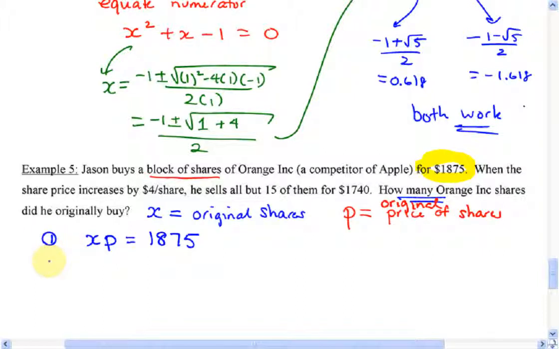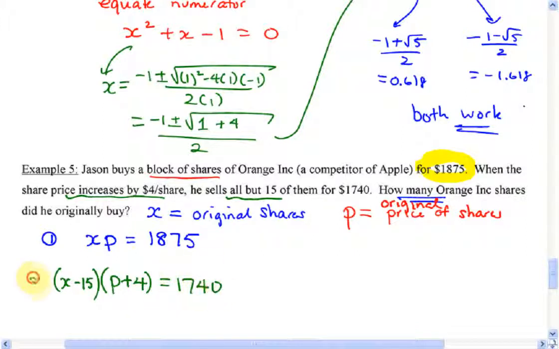Uh-oh, I said first equation. Guess what? There's another one. When the share price increases by 4, that would be P plus 4. He sells all but 15, so X minus 15. X is all of them, right? But he didn't sell all of them. He sold all but 15. And how much did he get for them? 1740. Oh, look, equation number 2.